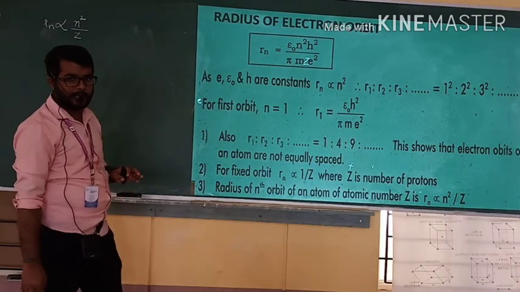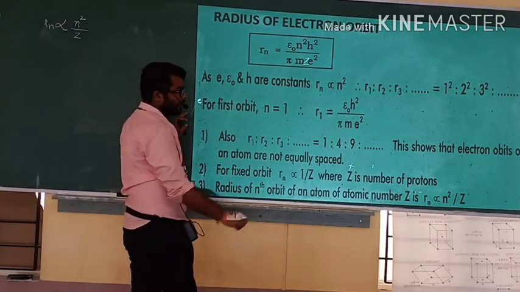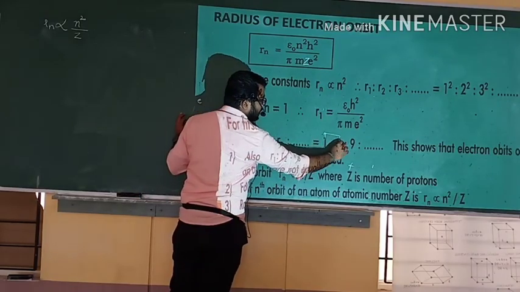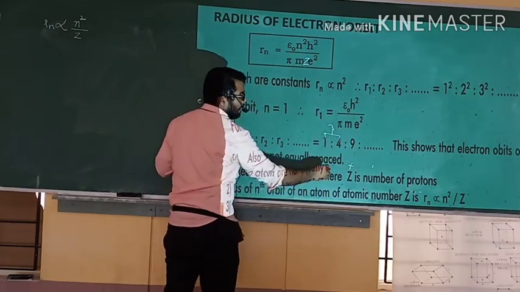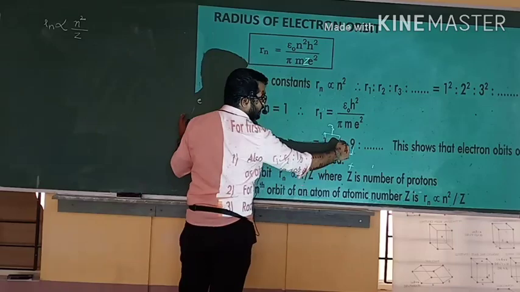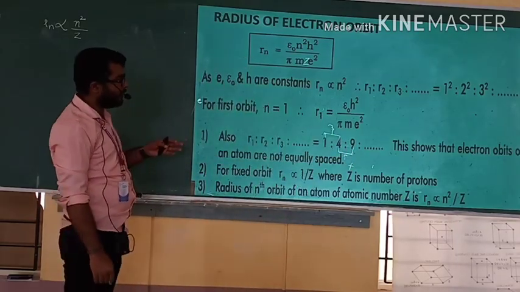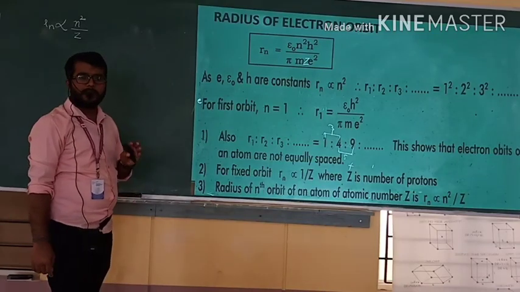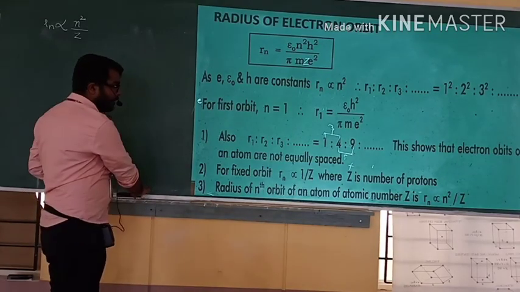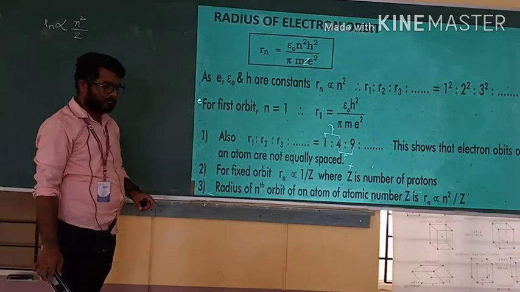Why are they not equally spaced? You can see here 4 minus 1 gives 3, and 9 minus 4 gives 5. So the difference is not the same, and the conclusion that the electron orbits are not equally spaced is taken from this equation.